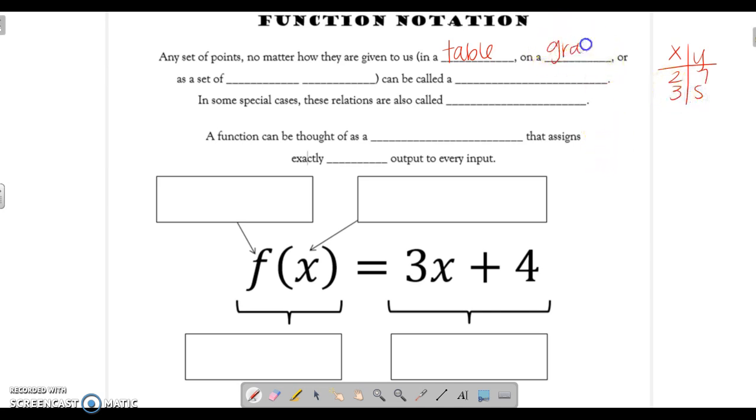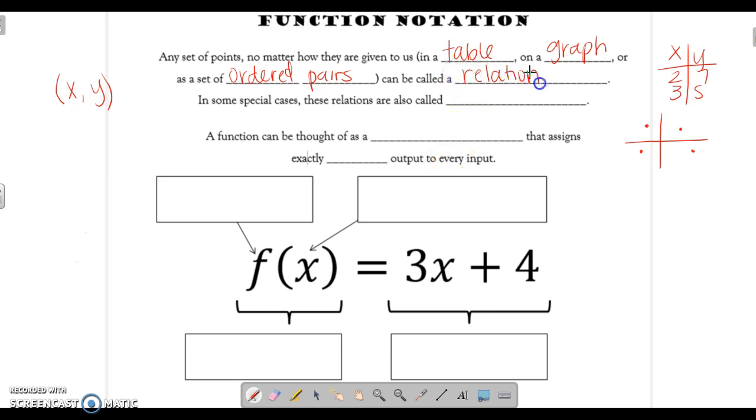On a graph, so if you see the points graphically, you know how we plot points and it kind of ends up looking something like this, or as just a set of ordered pairs. And ordered pairs, we know that that's just how you typically write points. So parentheses, x, comma, y. So any of these can be called a relation.